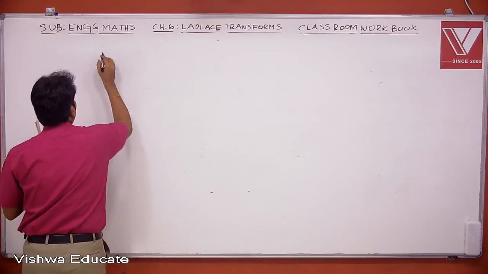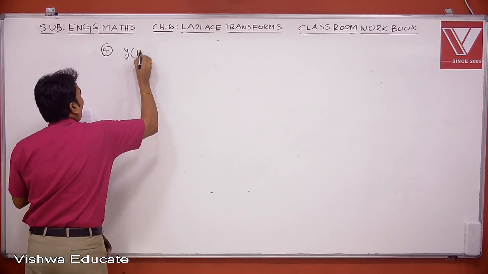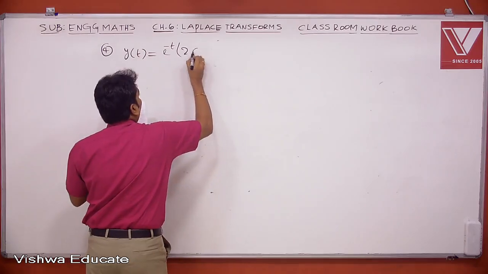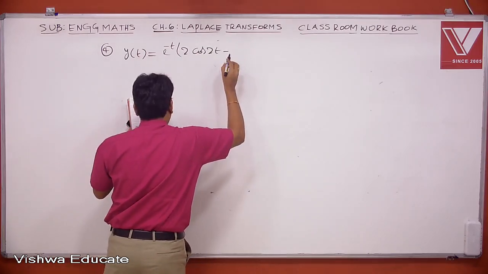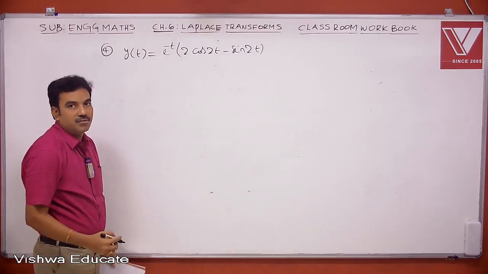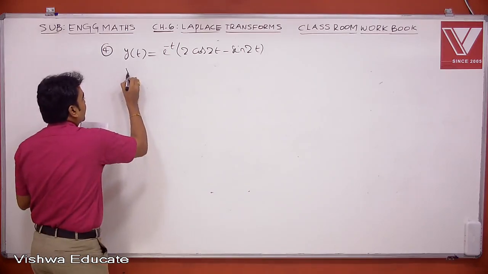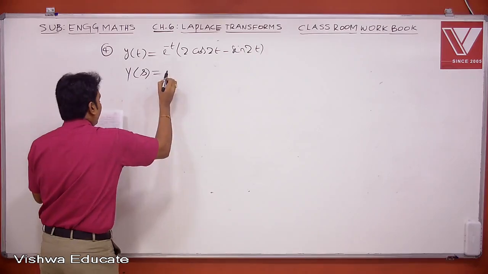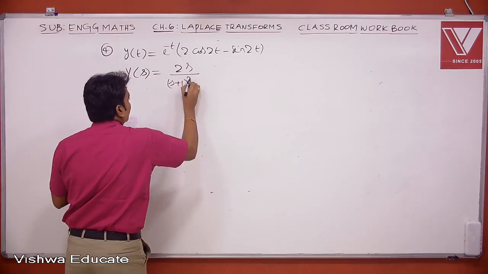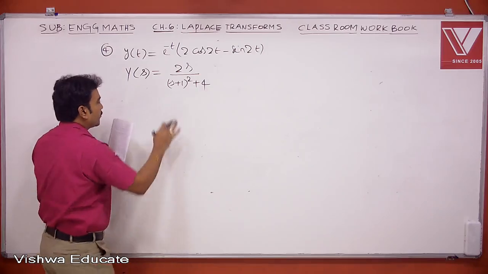Now let us discuss question number 4. Given that small y of t equals e power minus t times 2 cos 2t minus sin 2t. So small y is a function like this. Now its Laplace transform, that is capital Y of s, equals 2s divided by s plus 1 whole square plus 4. That is, 2s by s plus 1 whole square plus 4.